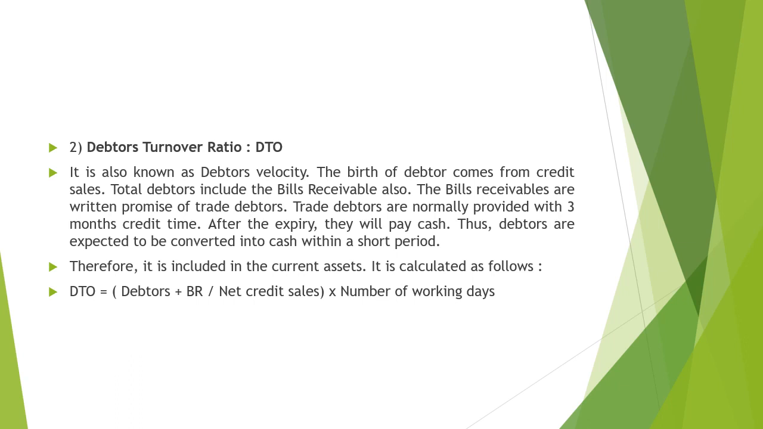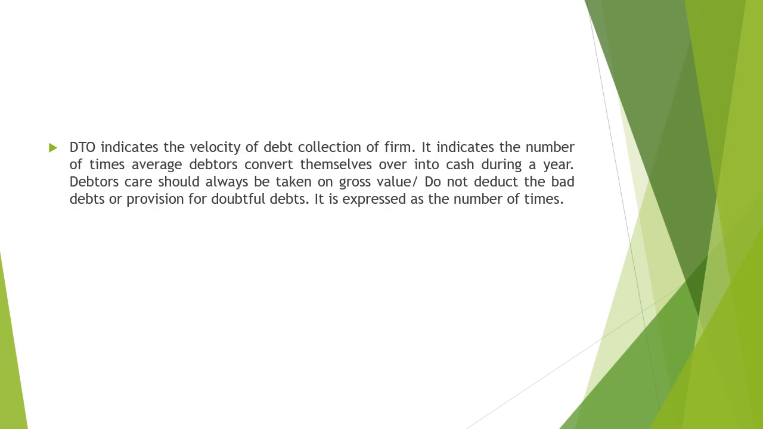Now what is the formula? The formula here is debtors including the BR divided by net credit sales, how much credit sales you have done, into number of working days. It can be 365, it depends upon the company. Now DTO indicates the velocity of debt collection of a firm. It indicates the number of times the average debtor converts themselves into cash during a year.